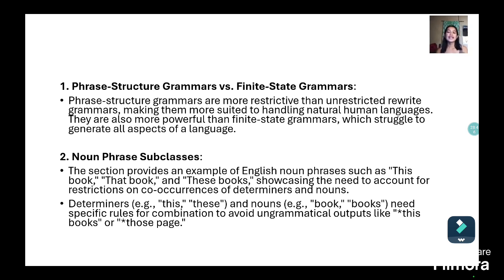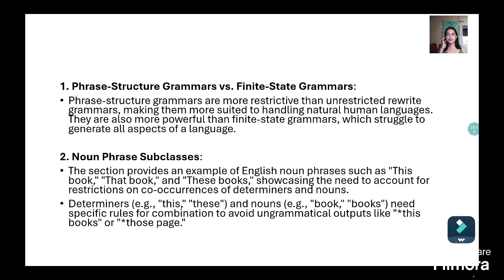So number 2, noun phrase subclasses. The section provides an example of English noun phrases such as this book, that book, and these books, showcasing the need to account for restriction on co-occurrence of determiners and nouns. So determiners, for example, this, and nouns, for example, book, books.